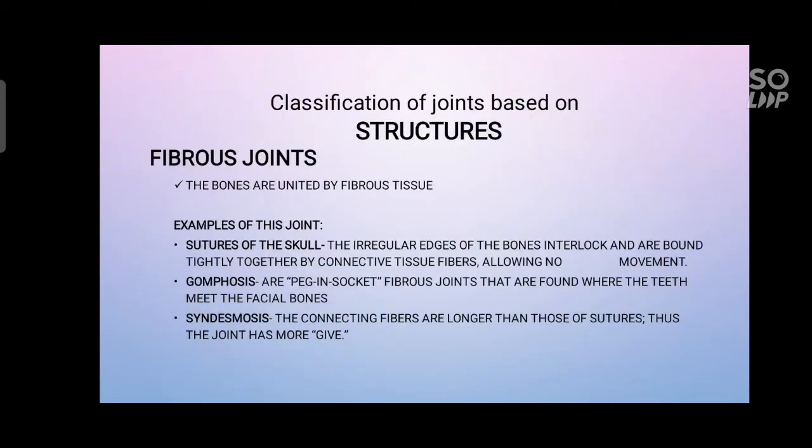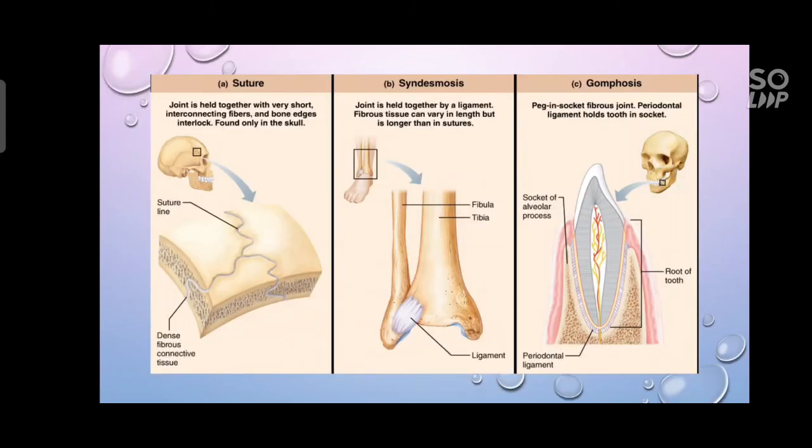Classification of joints based on their structures. First one is the fibrous joints. These are bones united with fibrous tissues. Examples of these joints are suture, syndesmosis, and gomphosis.